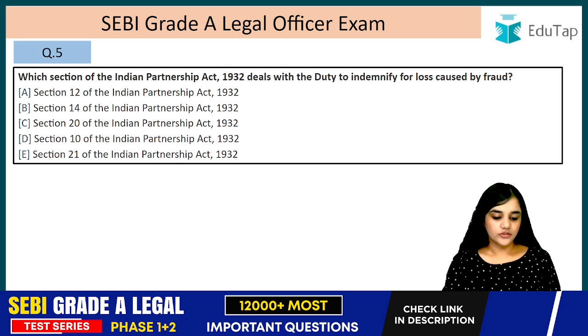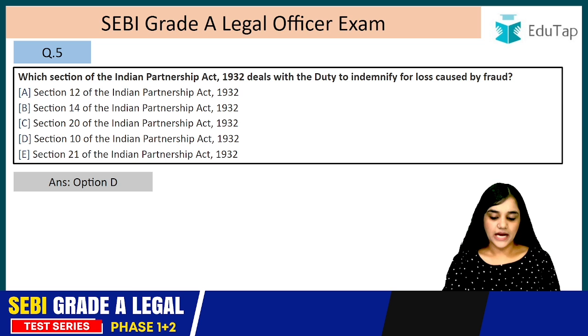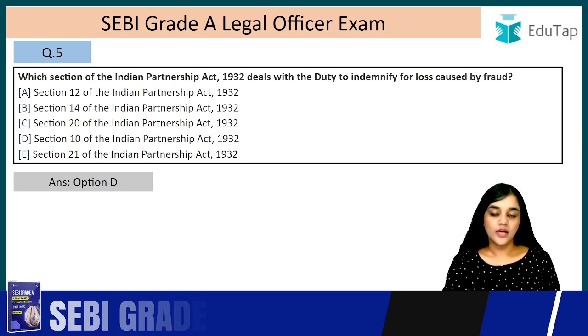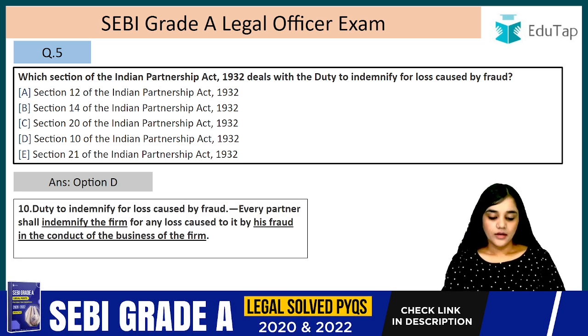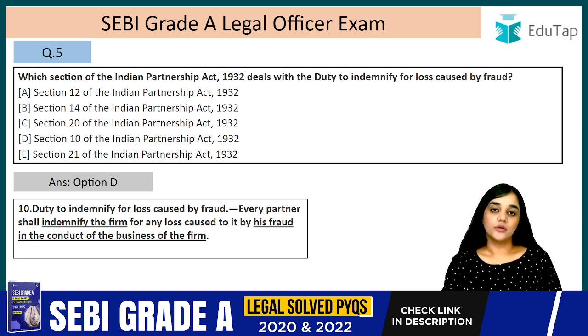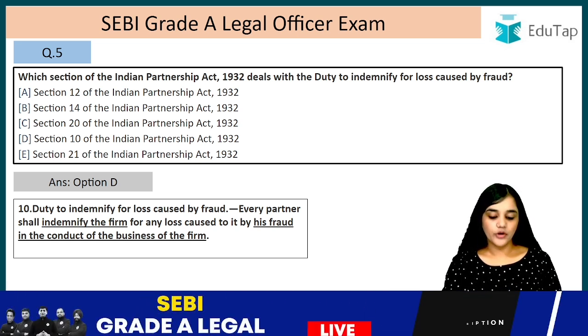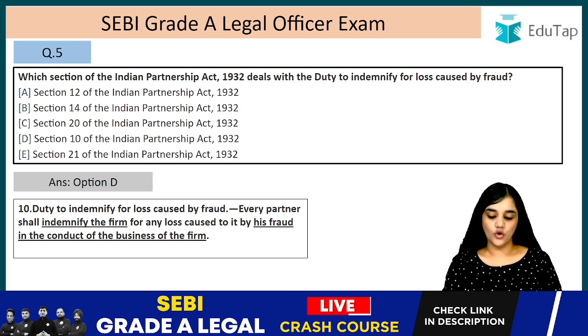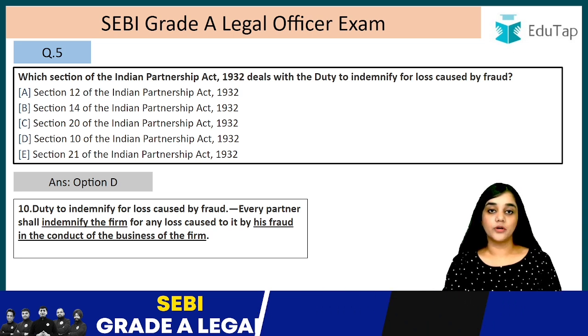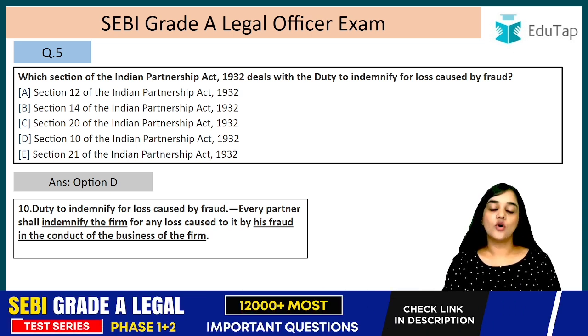Which section of the Partnership Act deals with the duty to indemnify for the loss caused by fraud? So the answer is option D, that is section 10. What does section 10 say? Every partner shall indemnify the firm. He will cover for the firm. Every partner shall indemnify the firm for any loss caused to it by his fraud in the conduct of the business of the firm. In the conduct of the business of the firm, if any person has defrauded anyone and loss has occurred to the firm, who is going to indemnify that? The person who has caused such fraud, right?